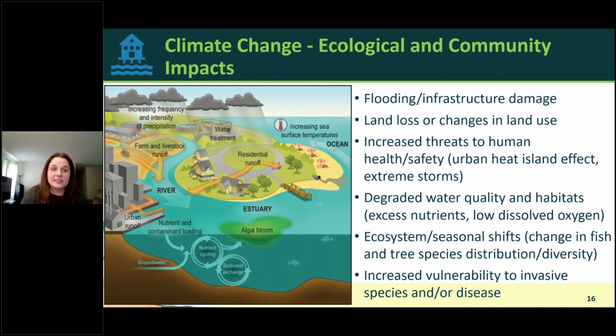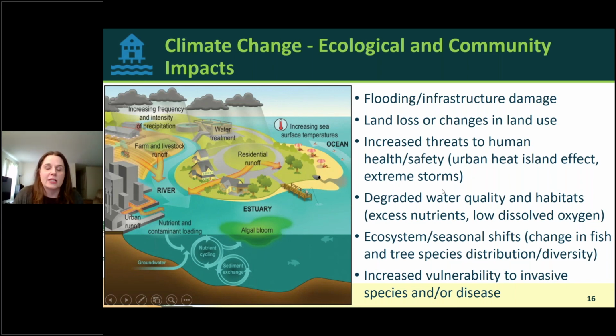We're going to see increasing frequency and intensity of precipitation, which can lead to even more runoff. And we also see increasing sea surface temperatures, which is going to create an environment where algae can flourish more and deprive the system of oxygen more widely. And so now we have to think about how we are going to deal with these ecological and community impacts, look at the trends, and then try to inform what resilience actions we can take.